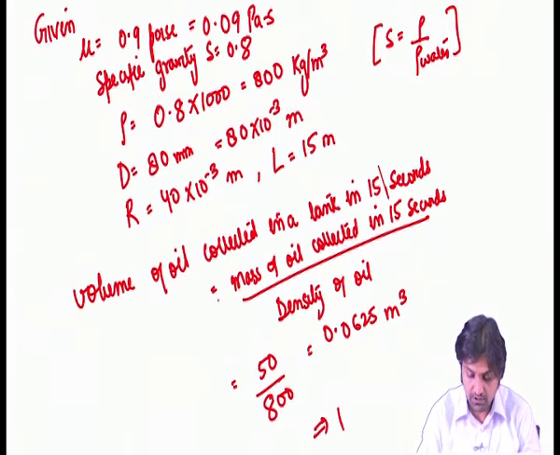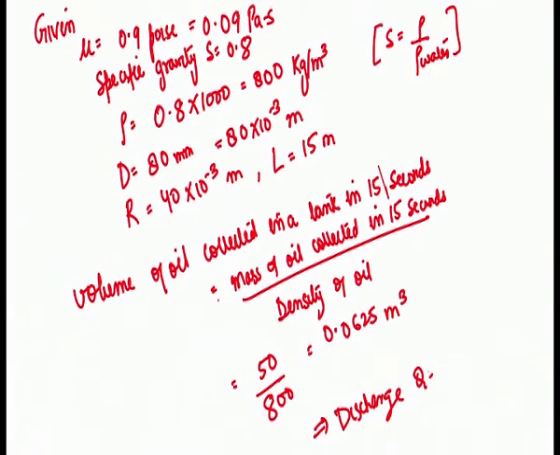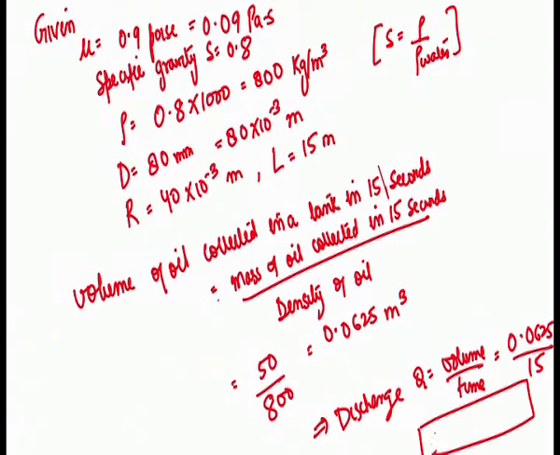Therefore, discharge Q is equal to volume by time, which is 0.0625 divided by 15. Q is 4.17 into 10 to the power minus 3 meter cube per second.